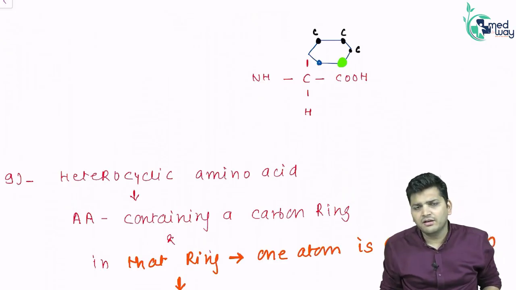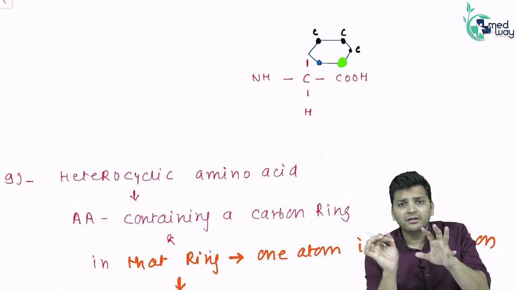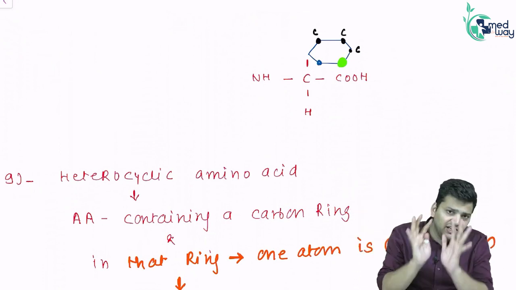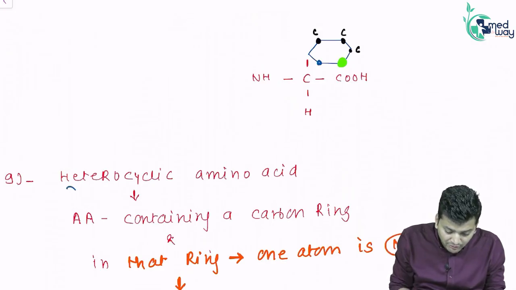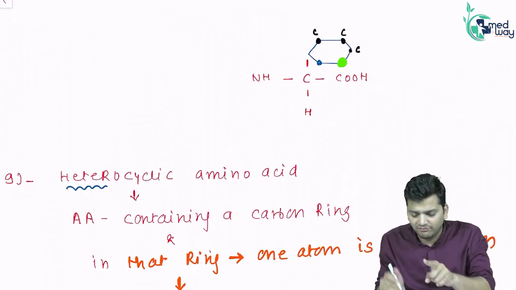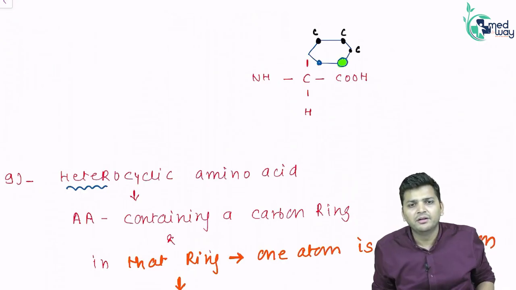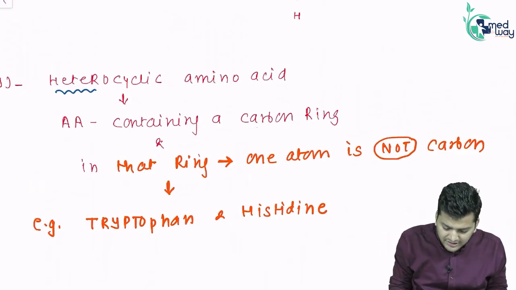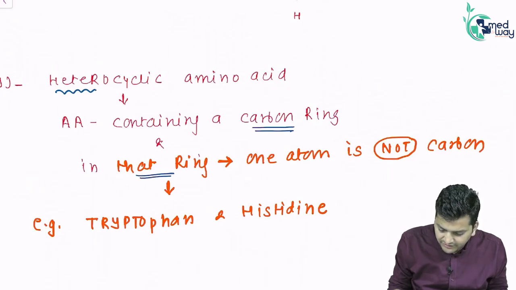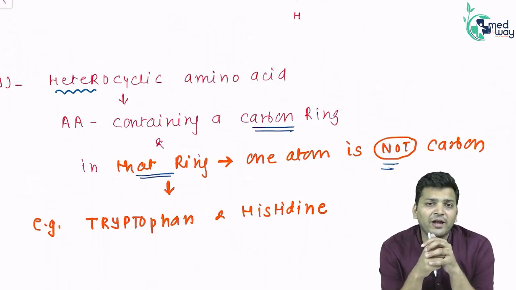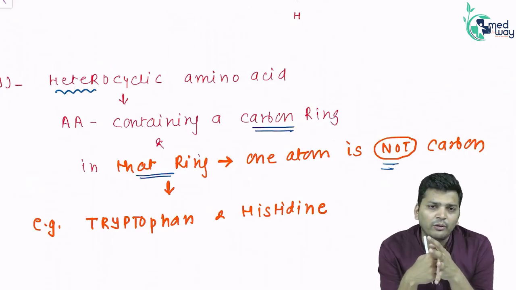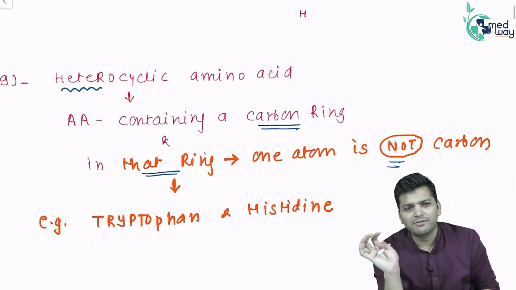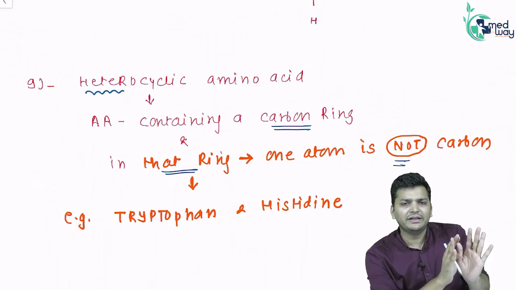If such a structure is there, where the amino acid is containing a ring, and the ring is mainly made up of carbon, but there is one atom which is not carbon, such a cyclic amino acid is called a heterocyclic amino acid. Why is it called hetero? Because all are not carbon, right? One atom is other than carbon. So that is called the heterocyclic amino acid. And the examples are tryptophan and histidine. So tryptophan and histidine are also called heterocyclic amino acids. That is an extra point. If you can remember it, it's very good. Otherwise, just remember these 8 categories which we have discussed.